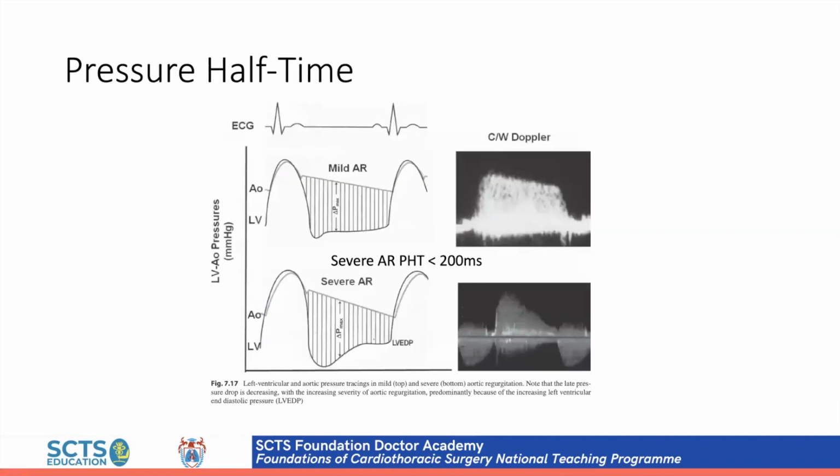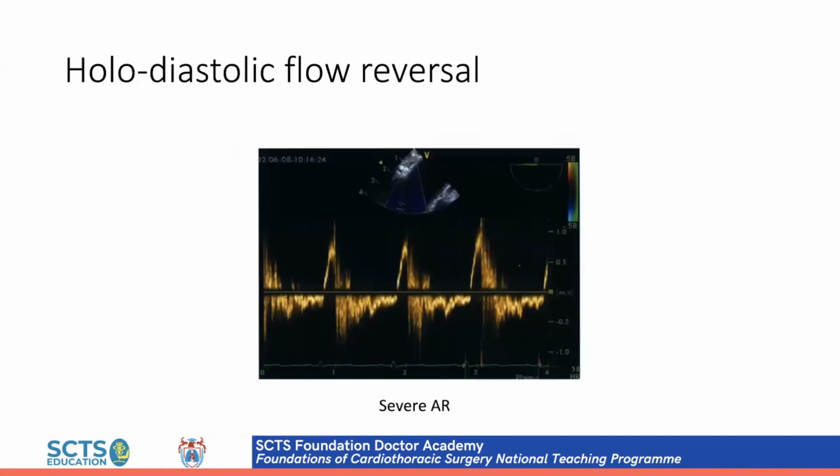We can also measure the time it takes for the pressure to drop down. When you have aortic regurgitation, you get a drop off in the pressure from systolic to diastolic, and the time it takes for that is known as the pressure half time. So the pressure half time less than 200 meters per second is deemed severe.